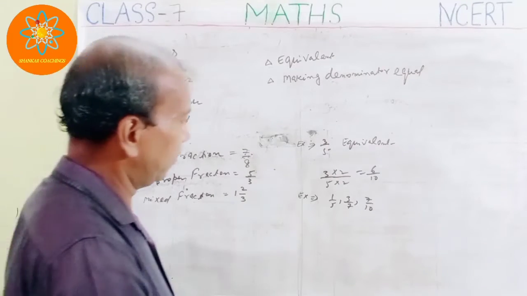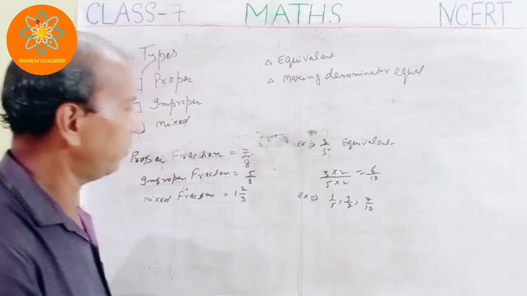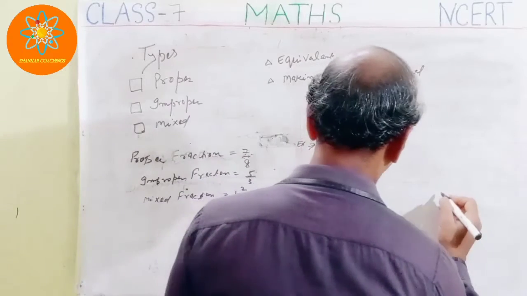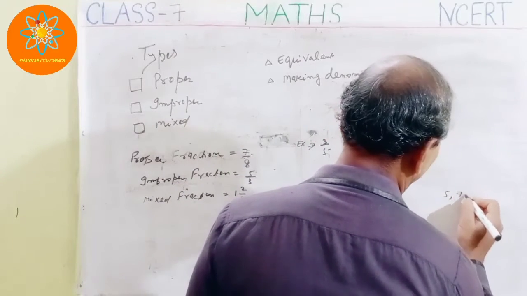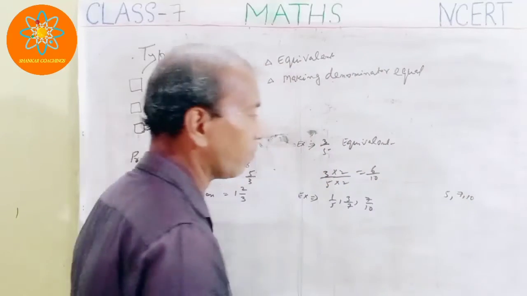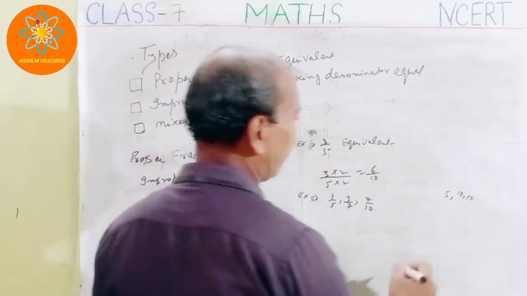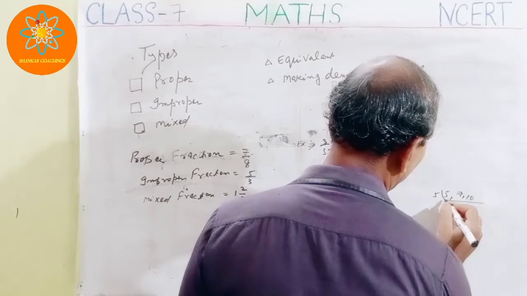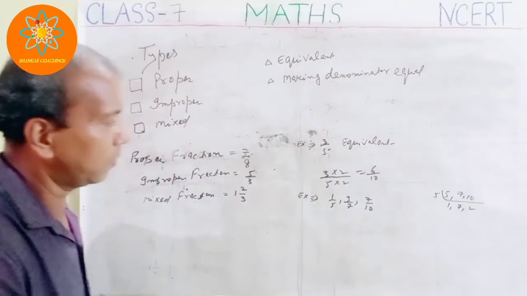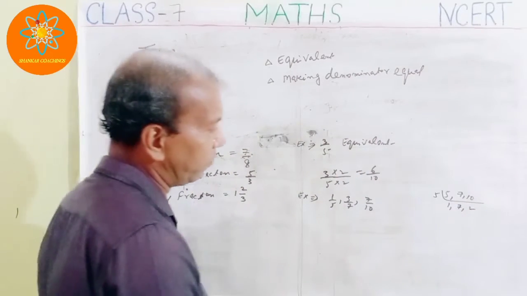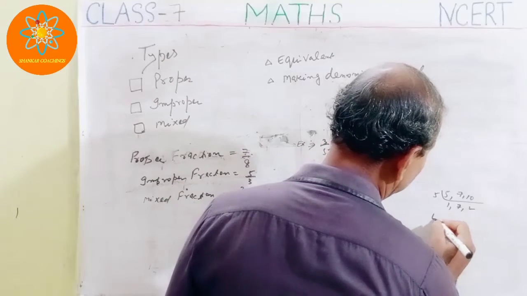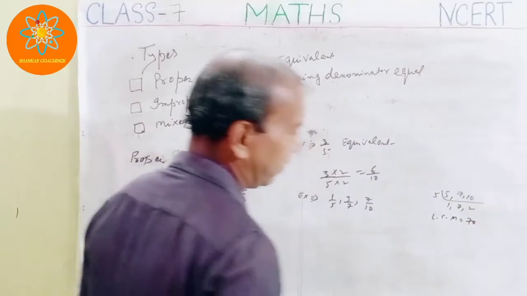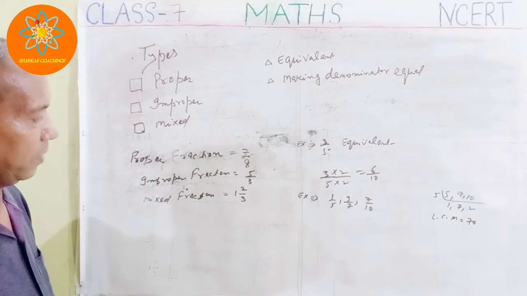So what I will do is, first of all I will make the denominators equal. For making the denominators equal, I will take 5, 7 and 10, and I will take the LCM of these. So how much will it be? The LCM is equal to 70. 70 is the LCM. Okay.